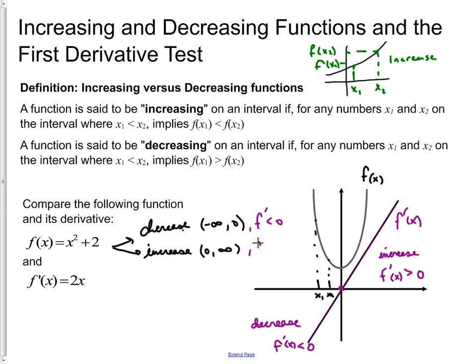So f prime is less than 0 here, and f prime is greater than 0 here. It seems that at x equals 0, we have a special case where the slope of the line tangent to the curve is 0 and the derivative is equal to 0. f prime of 0 would be equal to 0 at that point, and we have this minimum. And this whole chain of reasoning underlies what we call the first derivative test, which we will get to shortly.